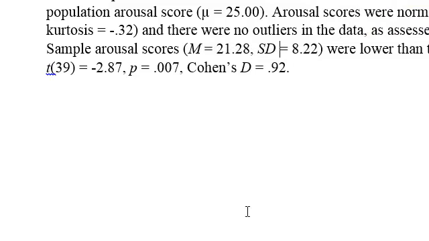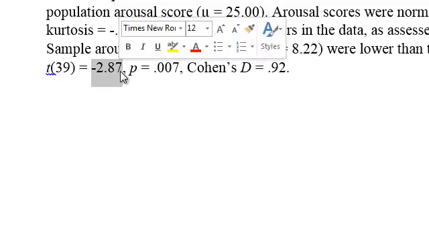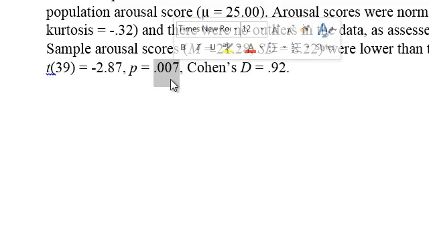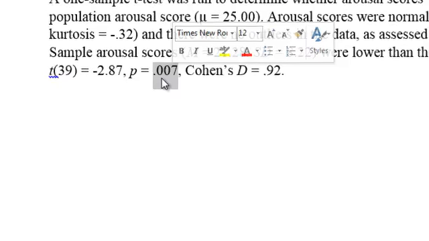Result sections can get kind of difficult to read, so we want to try to make it as easy on the eyes as possible. So sample arousal scores, mean, standard deviation, and parentheses were lower than the population score of 25.0. And then you give all of your t-test statistics. So you do t, and in parentheses your degrees of freedom, that is 39, equals your t statistic, so it's negative 2.87, comma, p equals, in almost all cases, report the exact p statistic here. So give that exact p value.